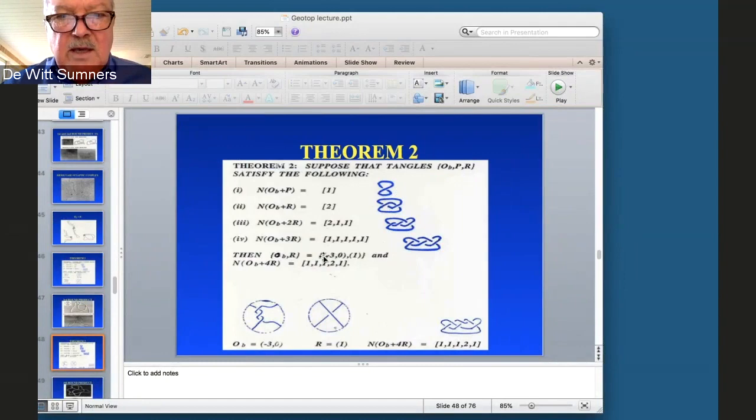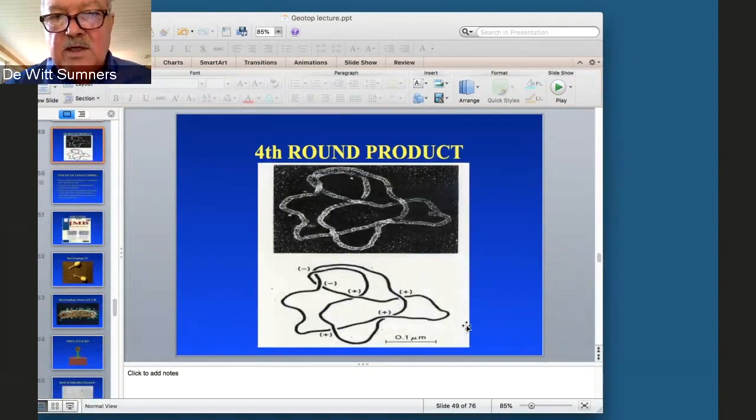Then you get the answer that the biologists believe, that O, B, R is -3, 0. You have these 3 plectonemic interwinds and R is equal to 1. And it predicts that the result of 4 rounds of recombination is this 6-crossing knot. And fortunately, it's been observed. So this is the 4th round product.